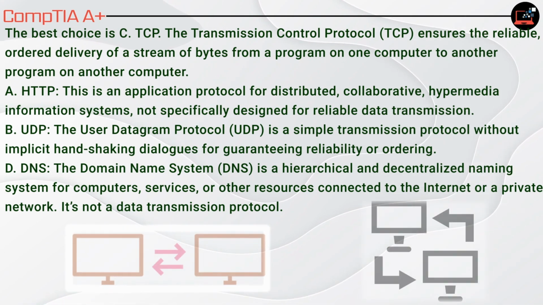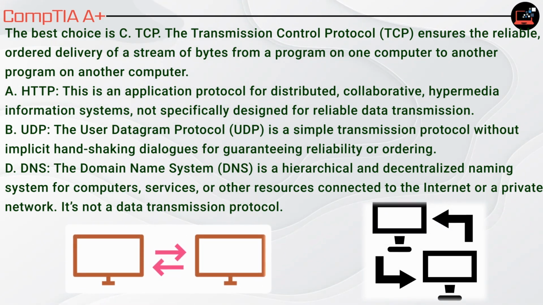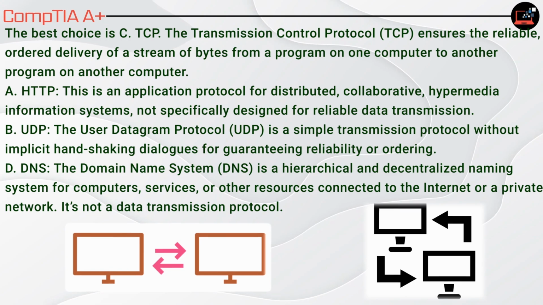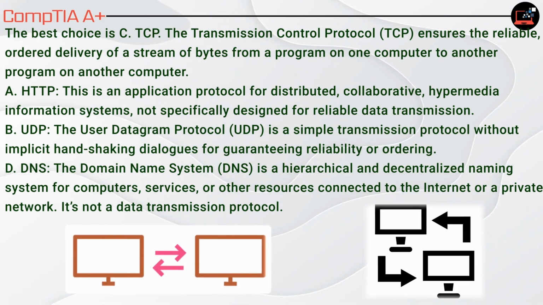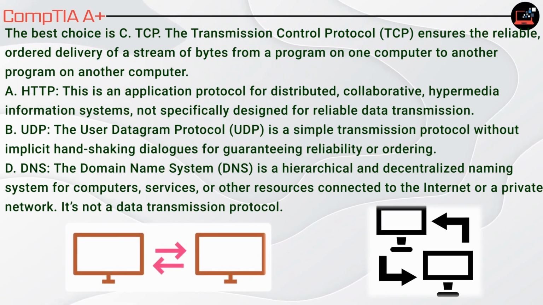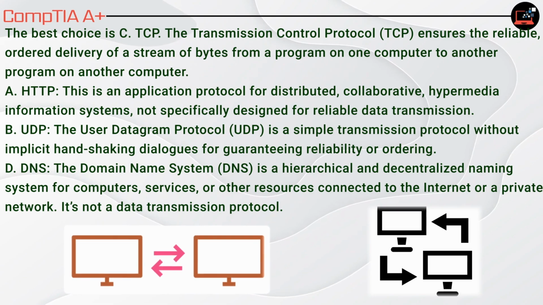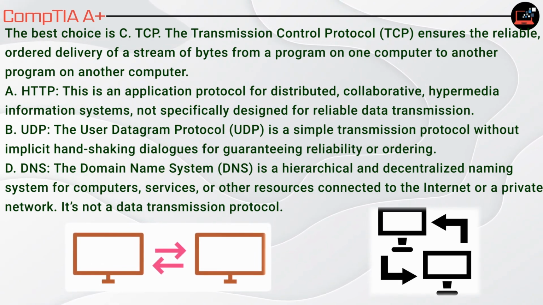The best choice is C. TCP. The Transmission Control Protocol, TCP, ensures the reliable, ordered delivery of a stream of bytes from a program on one computer to another program on another computer. A. HTTP. This is an application protocol for distributed, collaborative hypermedia information systems, not specifically designed for reliable data transmission. B. UDP. The User Datagram Protocol, UDP, is a simple transmission protocol without implicit handshaking dialogues for guaranteeing reliability or ordering.